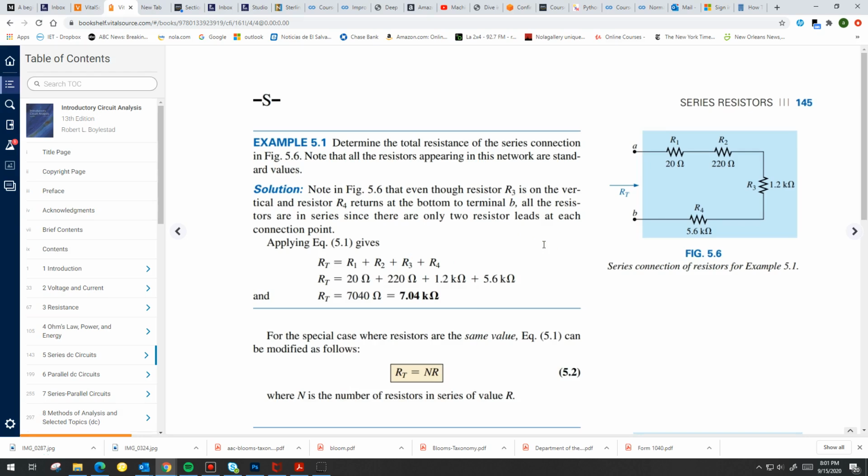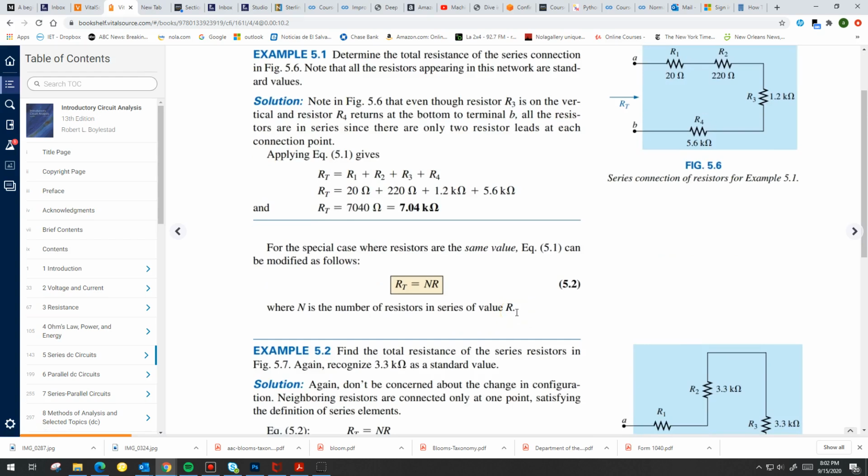Those are simple things, but are clues later that will help you in analyzing circuits, as you'll see later. So keep those things in mind. They're very important. They're subtle points, but they're very important points. And in the special case where all the resistors are the same, then it's a simple formula. You can just multiply the total number of resistors times the individual resistance.